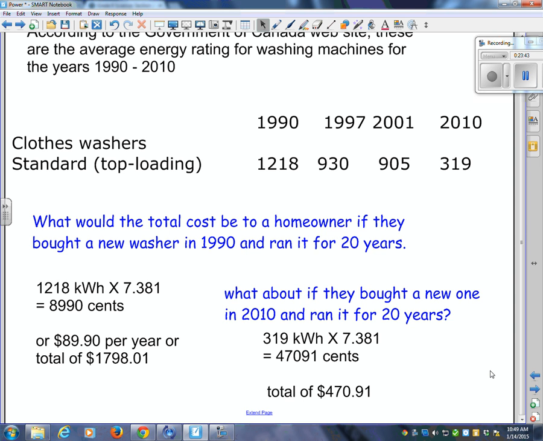So, the cost for 20 years of a washing machine has dropped quite a bit. Do you think it's worth buying a new washing machine? How much would you save a year in energy? If you're using the old one, you'd be using about $90 a year, right? A new washing machine might cost you maybe $600-700. In about 7 or 8 years, you have saved enough in energy to pay off that washing machine. So it's a pretty good deal.